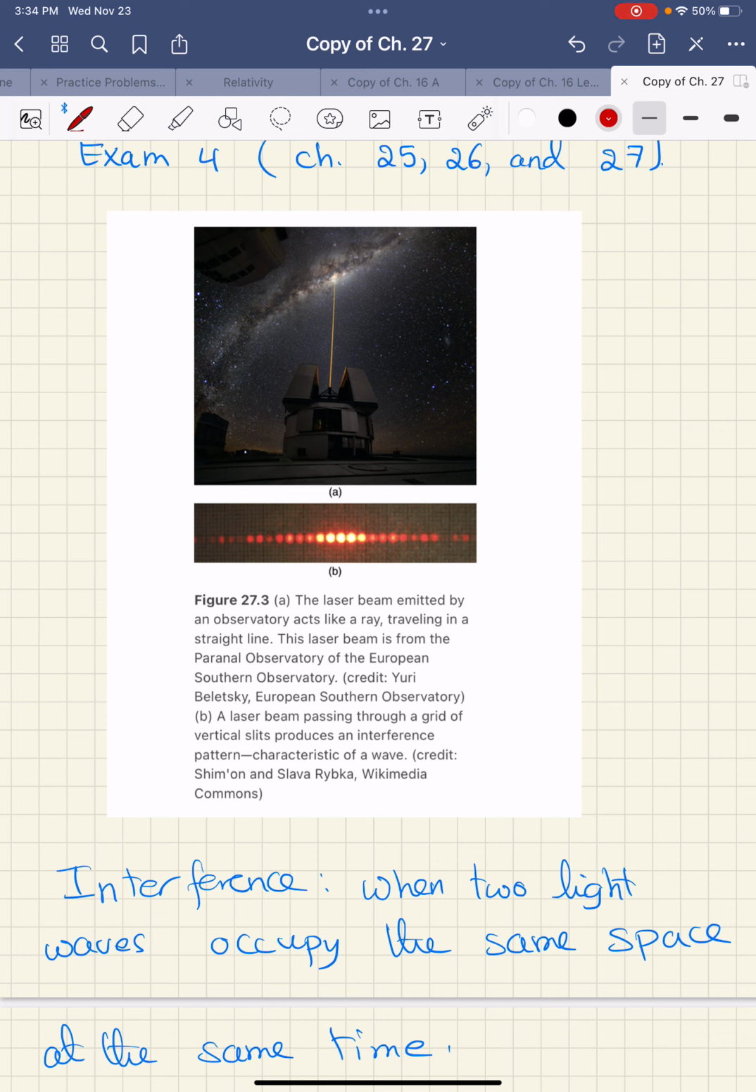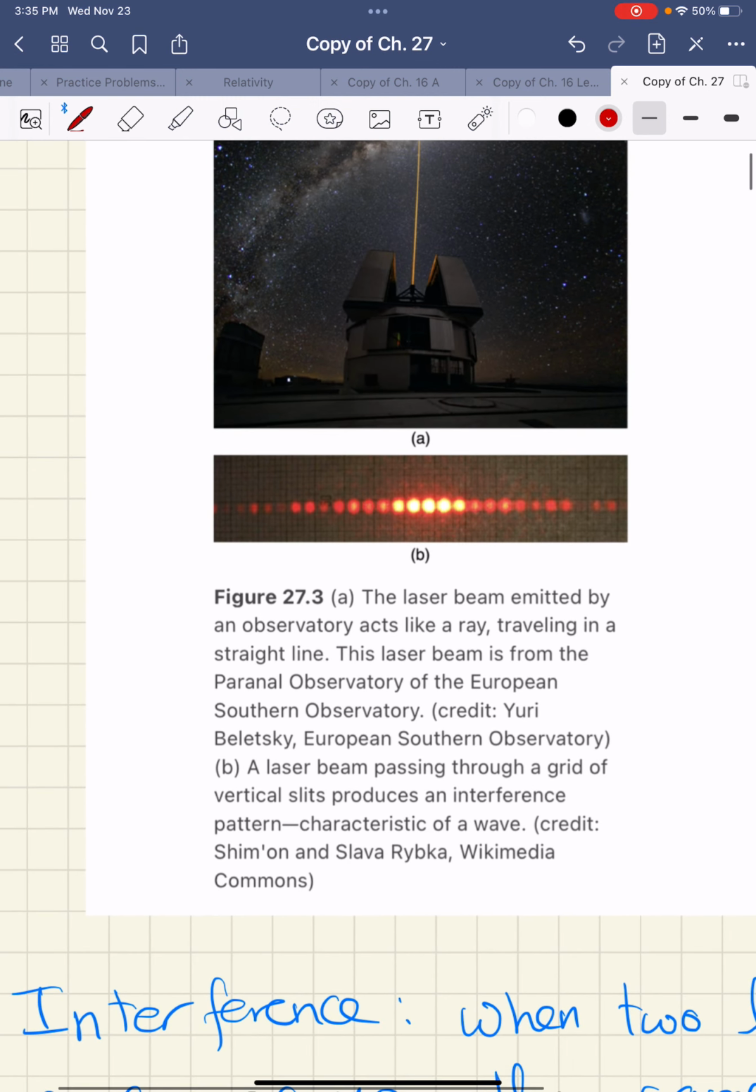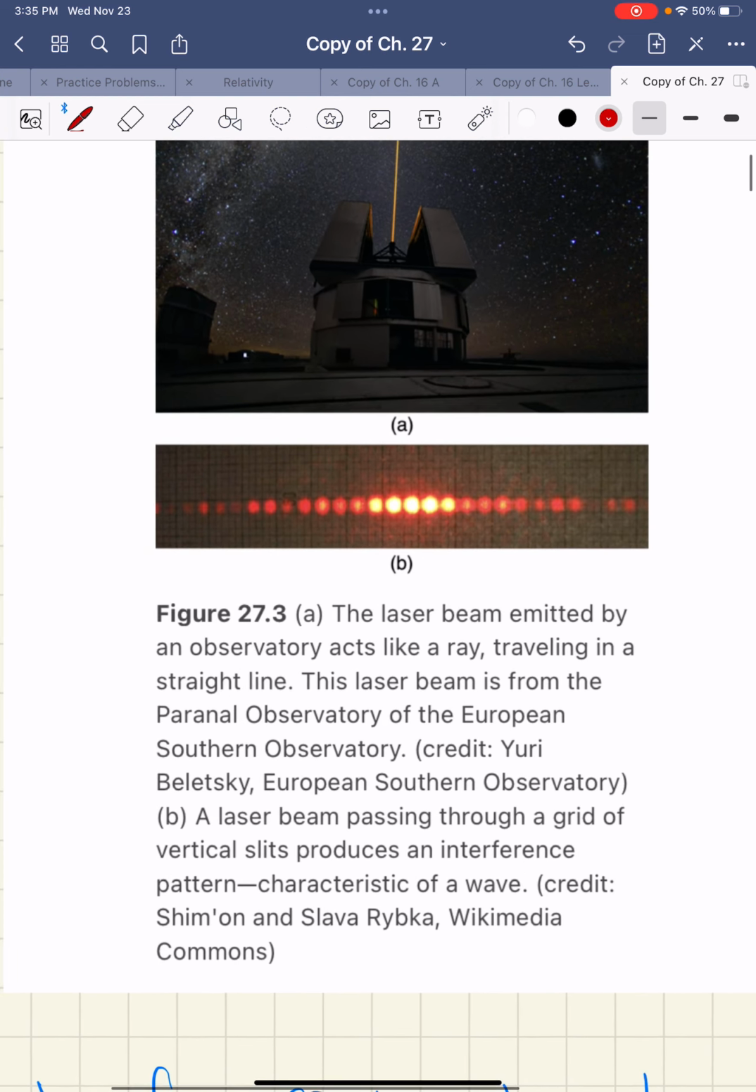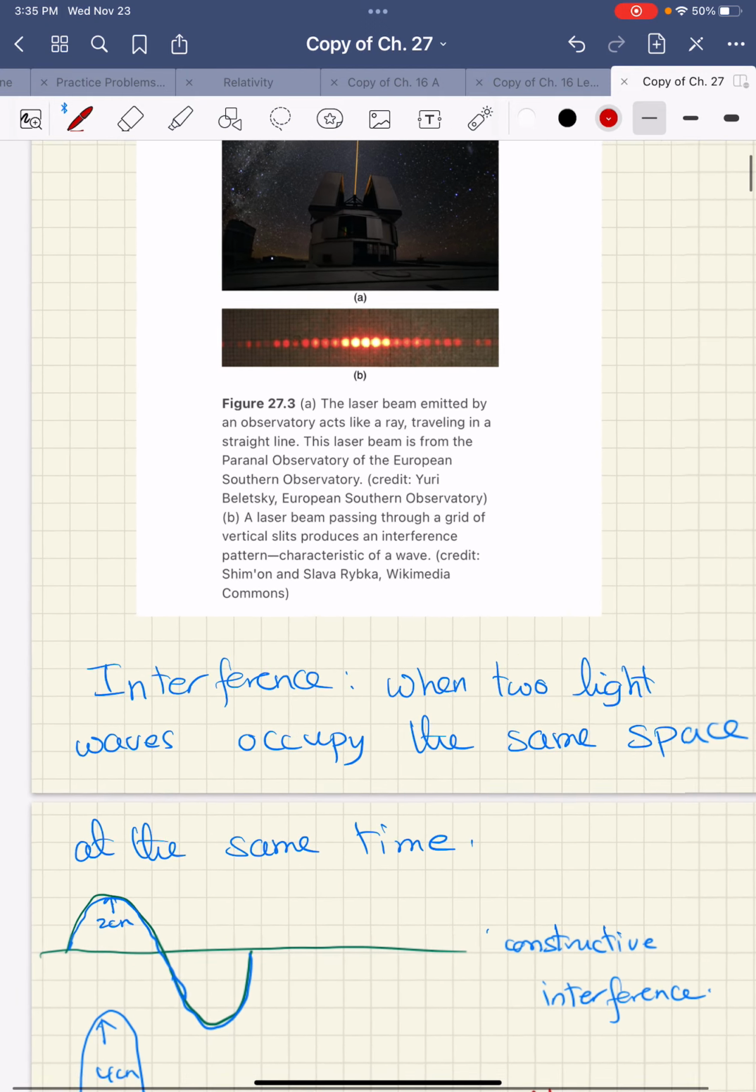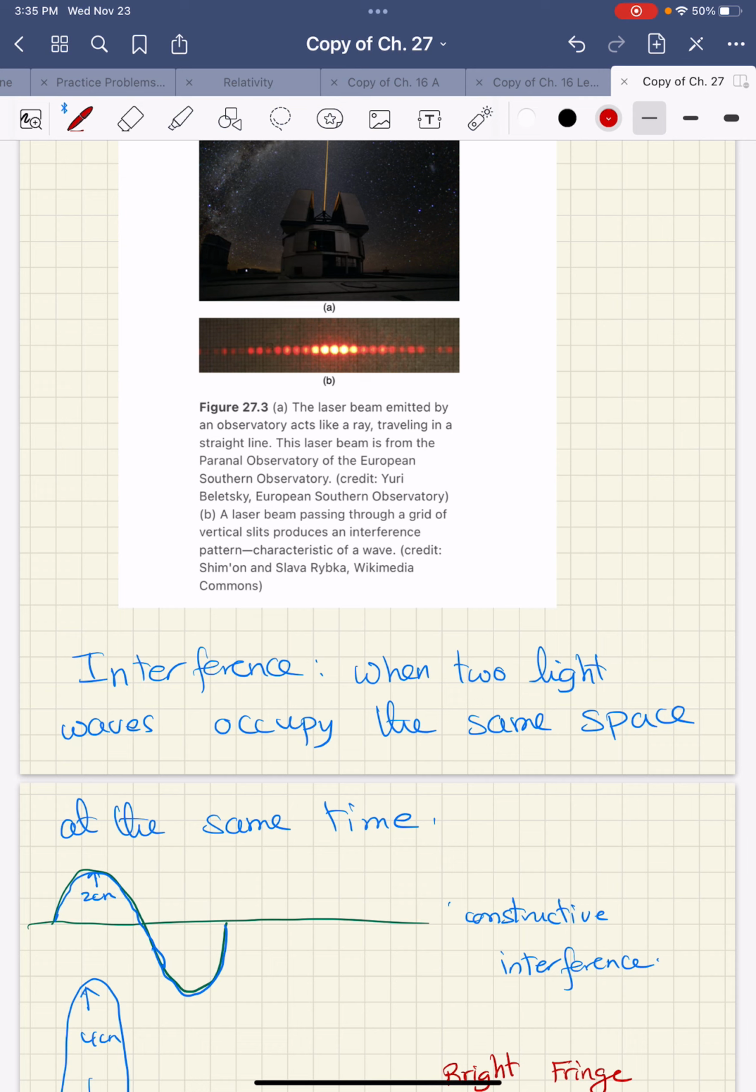and it is a very convergent beam of light, traveling in a straight line. We're going to find that the laser beam, when it goes through a grid of vertical slits, will produce what is called an interference pattern like this. Here it is showing fringes of light separated by dark spots. Now this happens for all waves, especially light waves, and we call it interference.